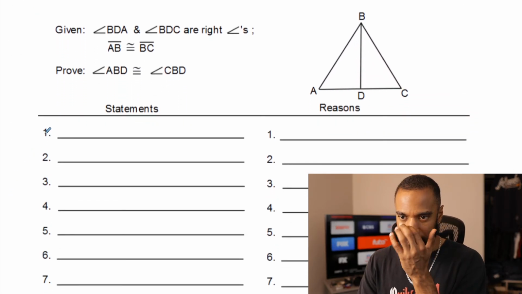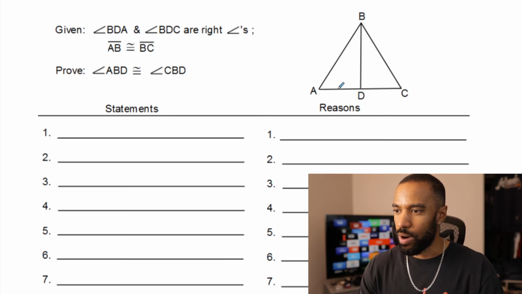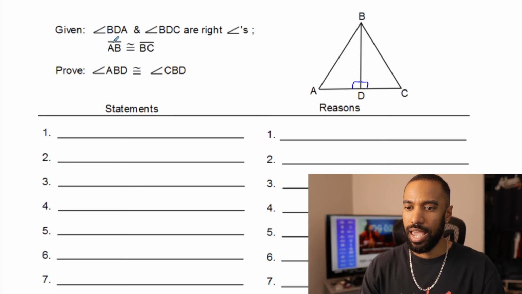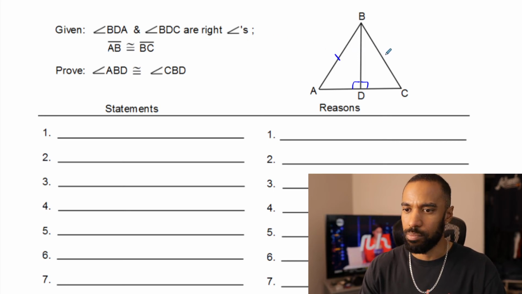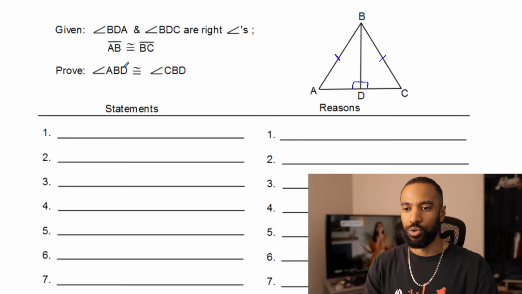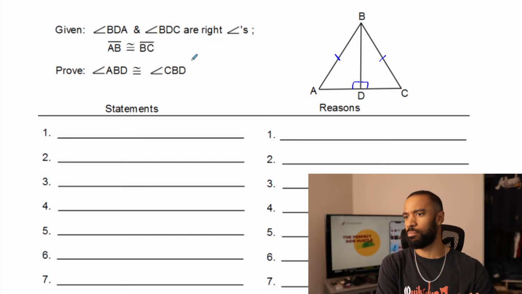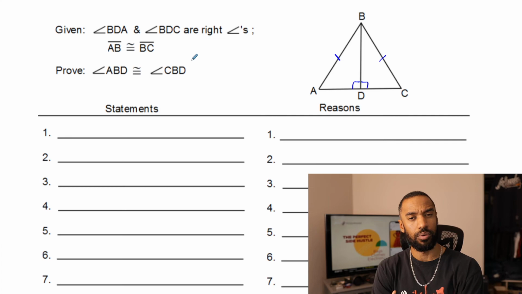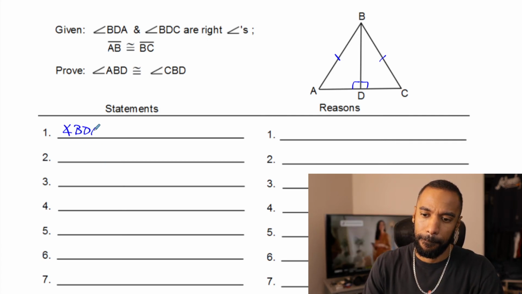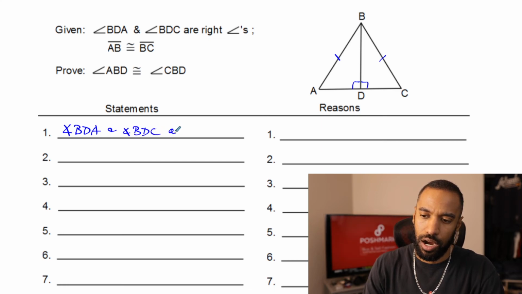All right. Given angles BDA and BDC are right angles, and AB is congruent to BC, even though they didn't correspond that, prove these two angles are congruent. So let's go ahead and prove that these two triangles are congruent to each other. So angle BDA and angle BDC, at least those corresponded, are right angles.